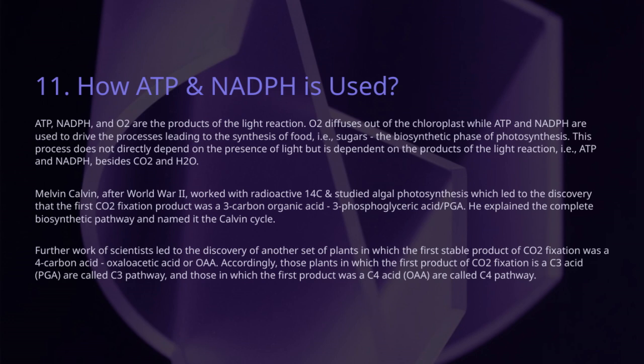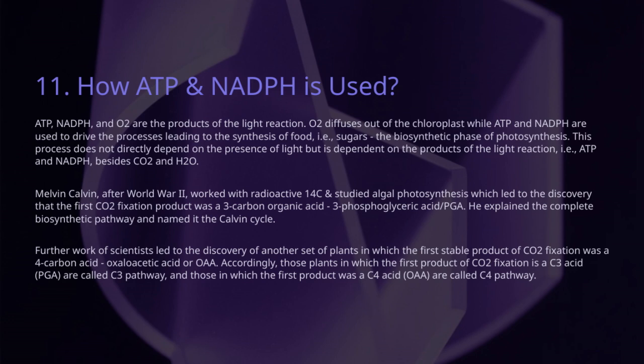ATP provides the energy needed to drive various enzymatic reactions. Think of it as the fuel that powers the process. NADPH, on the other hand, supplies the reducing power, meaning it donates electrons necessary for converting carbon dioxide into organic molecules. It's important to note that these reactions happen in the dark as well, because they depend on ATP and NADPH generated during the light-dependent reactions, not directly on light itself.